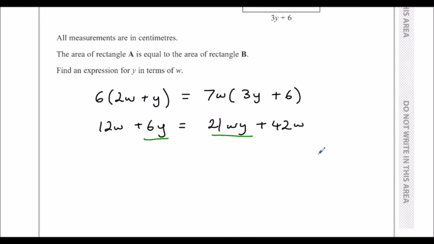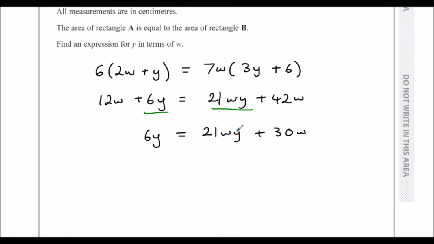So we can take 12W away from both sides. So 6Y equals 21YW. If we take away 12, 42 take away 12 is 30, so 30W. I'm going to take away 21WY from both sides to get the Y terms together. And then the only way I can get just a Y by itself is to factorize. So I'm going to factorize out a Y.